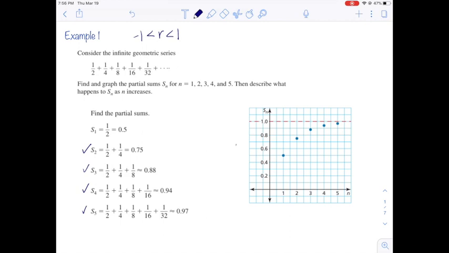So by the sum up until the fifth term, you get 0.97, which when you look at the graph of this situation, you'll see that as your n value increases, the sum really approaches 1.0. So we would say that the sum of all of these would be 1.0.